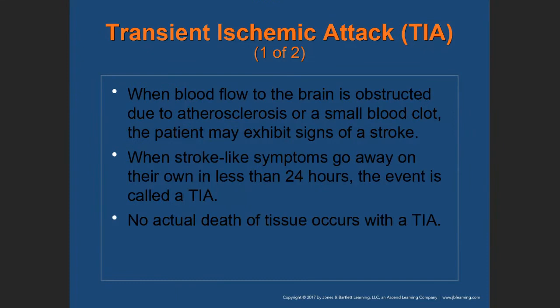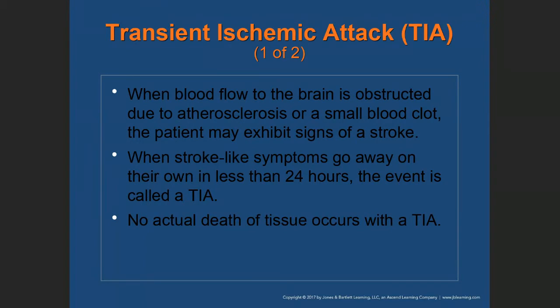Transient ischemic attack. So a TIA is a patient that presents with stroke-like symptoms, but within 24 hours, they disappear. It's a result of inadequate blood flow to an area of the brain, but it restores over time, and then the symptoms go away. However, it is a warning. It's a warning sign that this patient is at risk for a massive stroke. So TIA, transient ischemic attack.